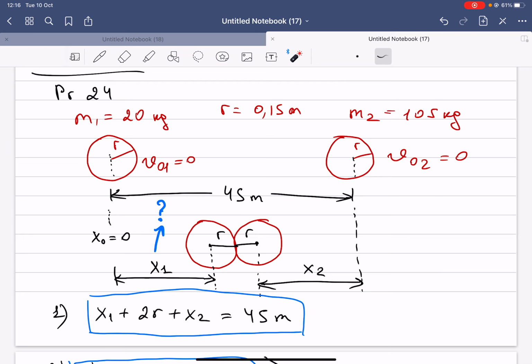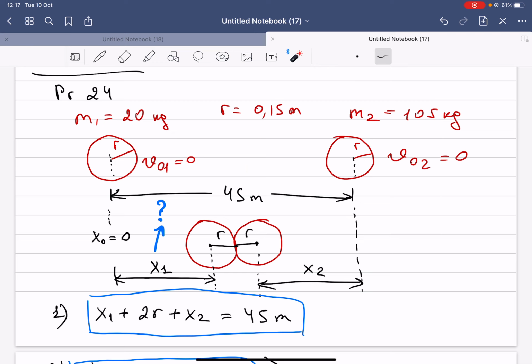So how can we calculate it? Suppose that we take this position as x initial, okay, as the original position. And then since we know that mass 1 is smaller than mass 2, we expect that mass 1 will travel a longer distance than mass 2. Why? Because mass 1 is smaller, okay?